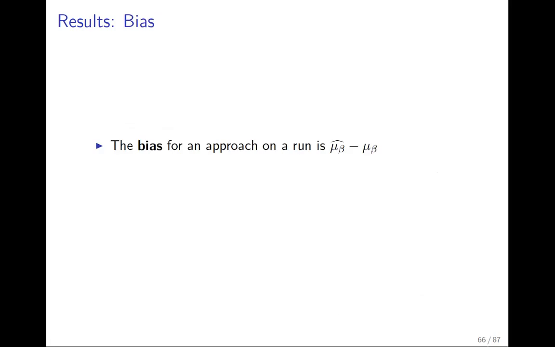The bias for an approach on a run is mu beta hat minus mu beta, the difference between the approach's estimate of mu beta on the run and the true value of mu beta. The bias should be close to 0.